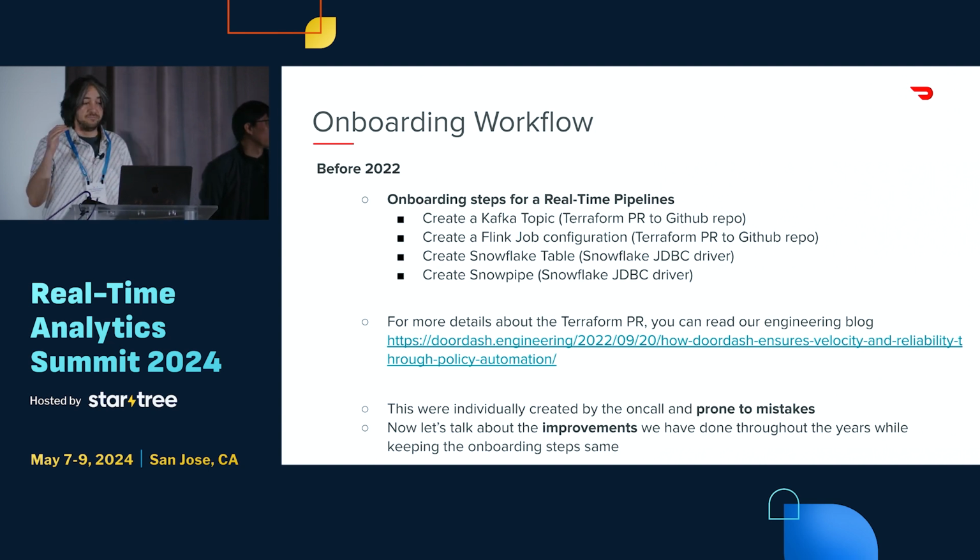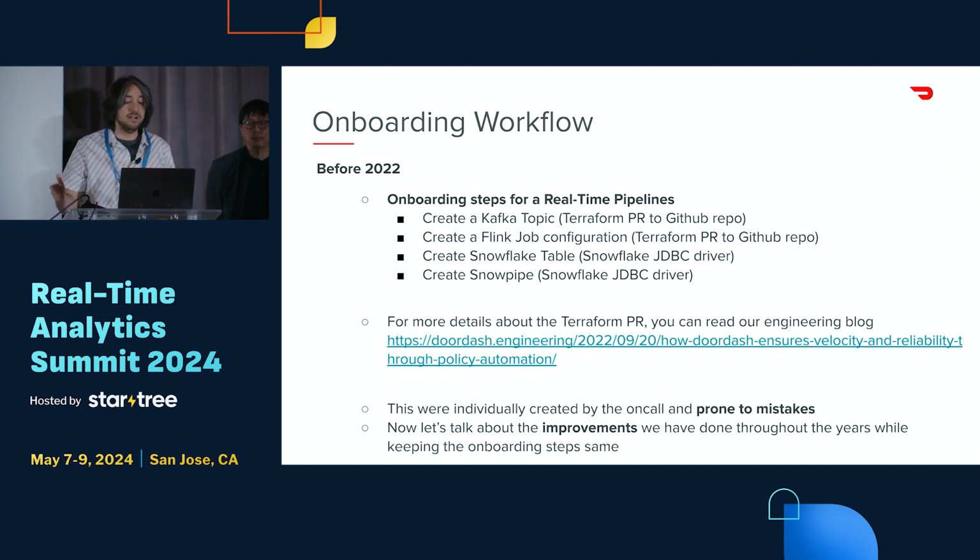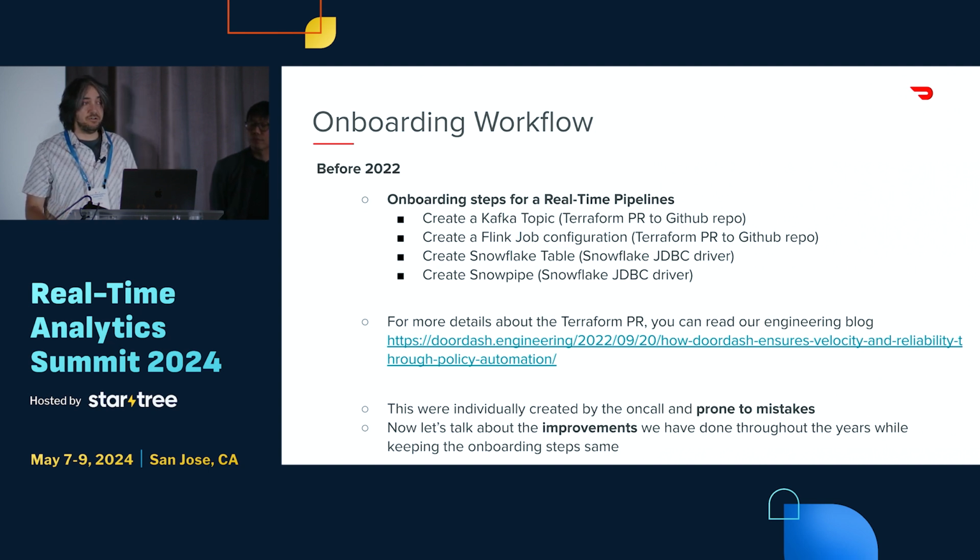And on top of it there's a Flink job configuration. There's a Terraform file for that as well that users, or the on-call, have to create. Then Snowflake table creation and Snowpipe creation, either using JDBC or going to the UI and creating those. That's a manual step everywhere. That essentially creates the potential for mistakes, because people are prone to making a typo or something, and that essentially delays the event processing. Users will see their data a little bit later.